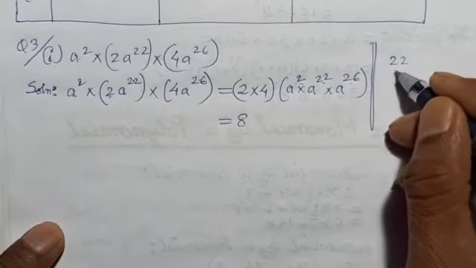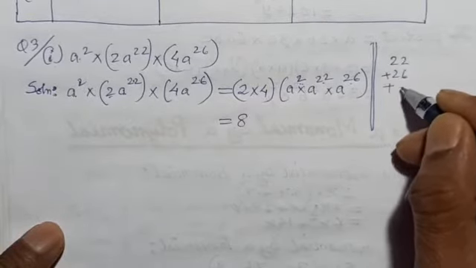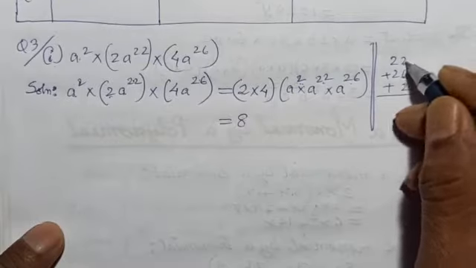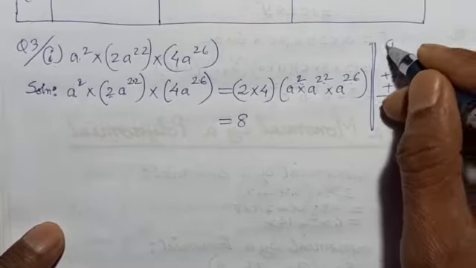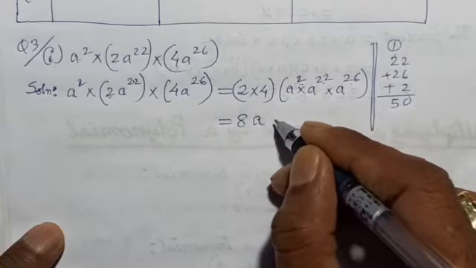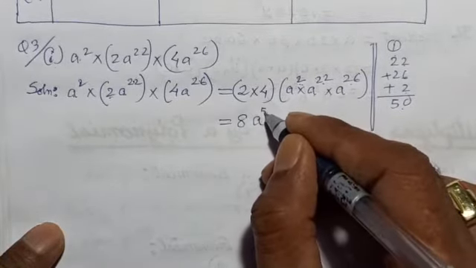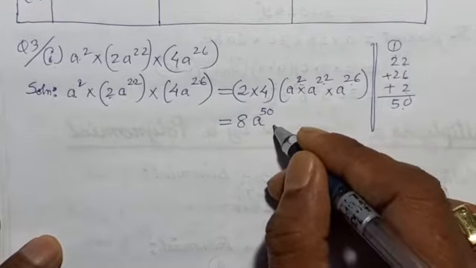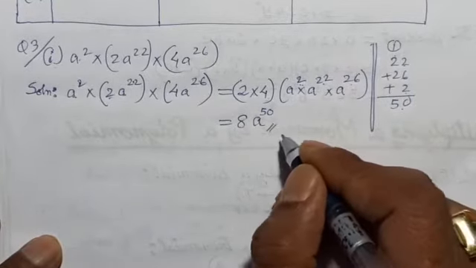So 22 plus 26 plus 2. 6, 7, 8, 9, 10. 1 carry. 1, 2, 3, 4, 5. 50 is getting. So a to the power 50. Here it is over and this is the answer.